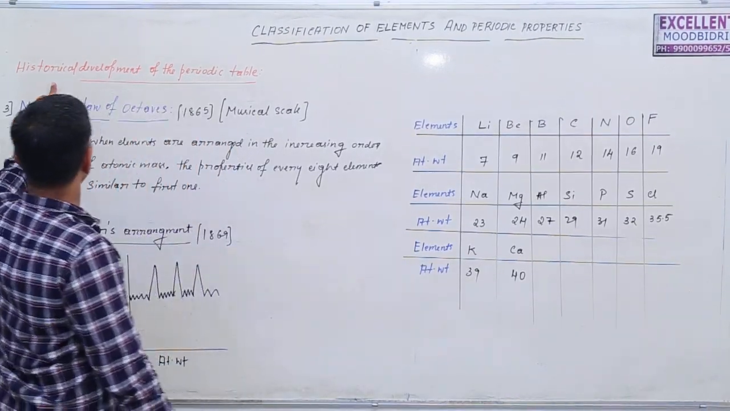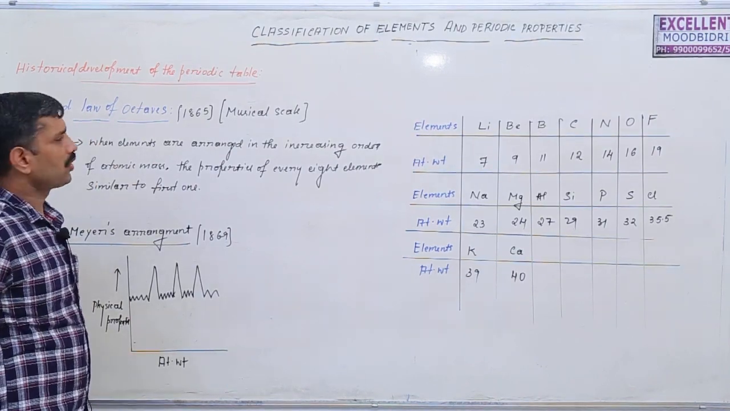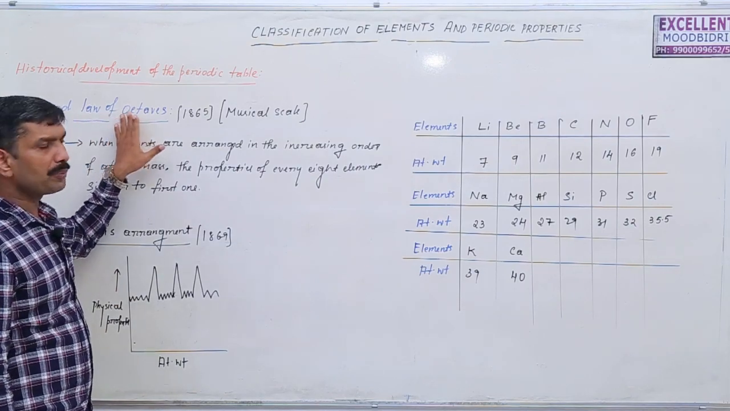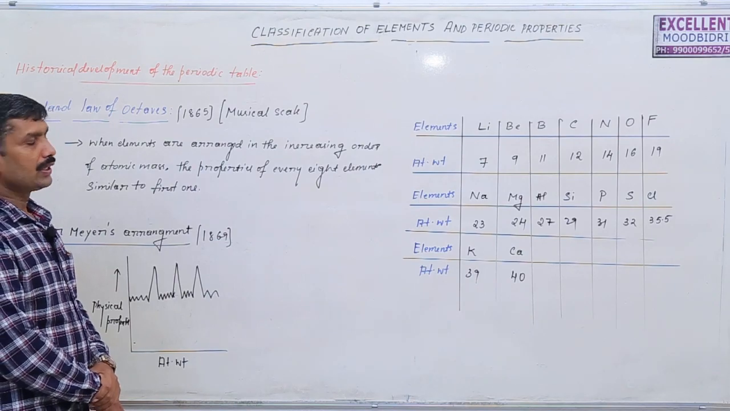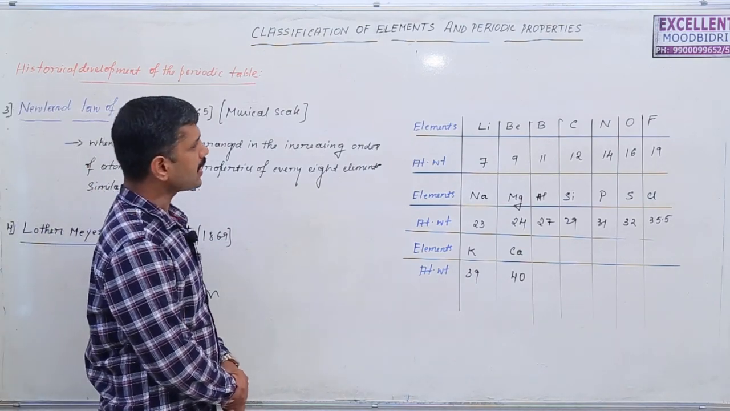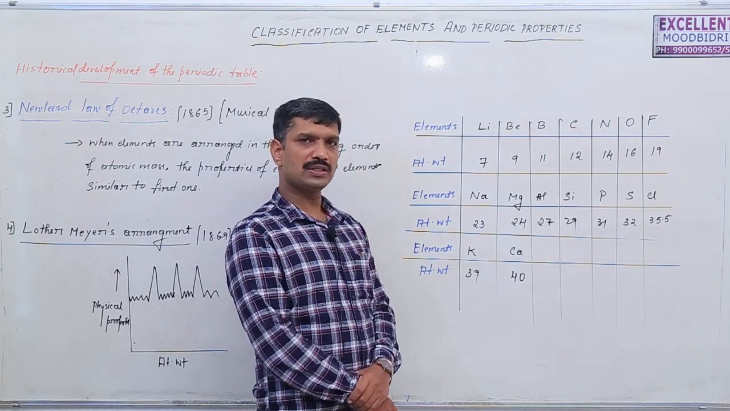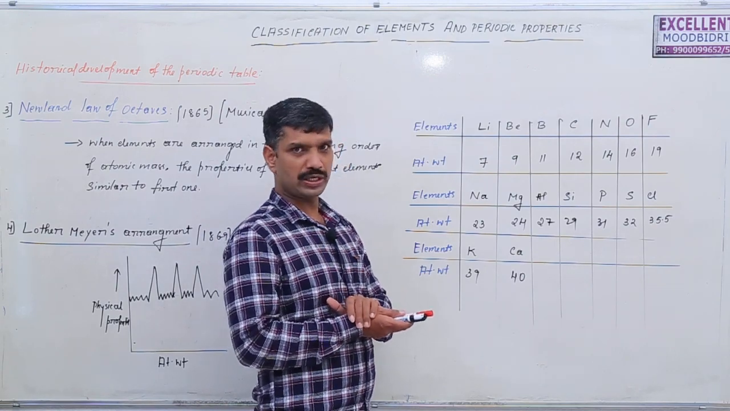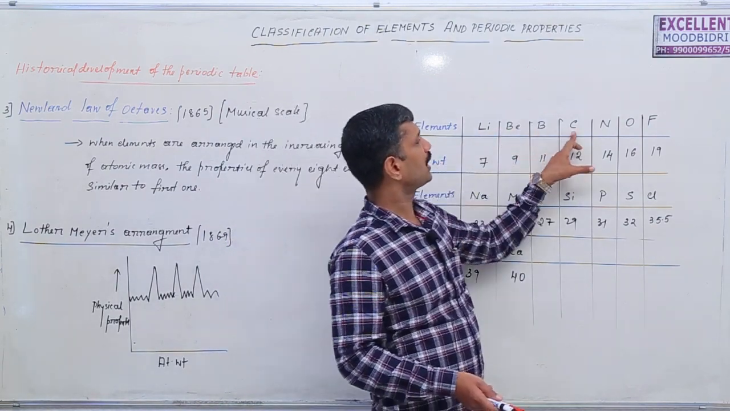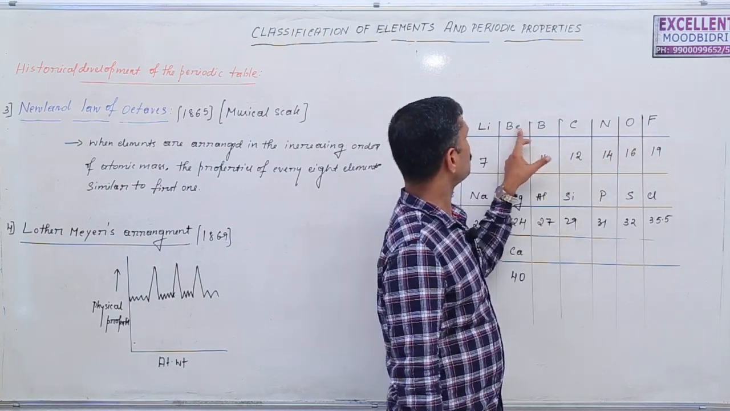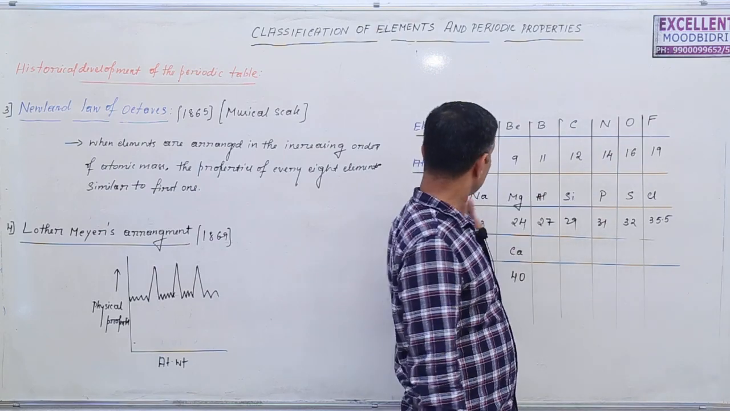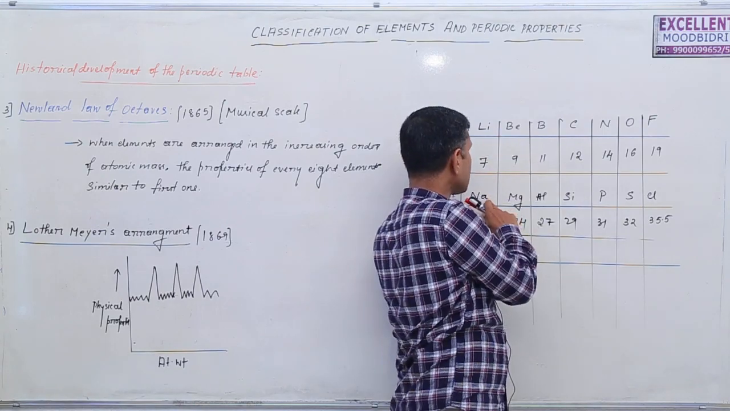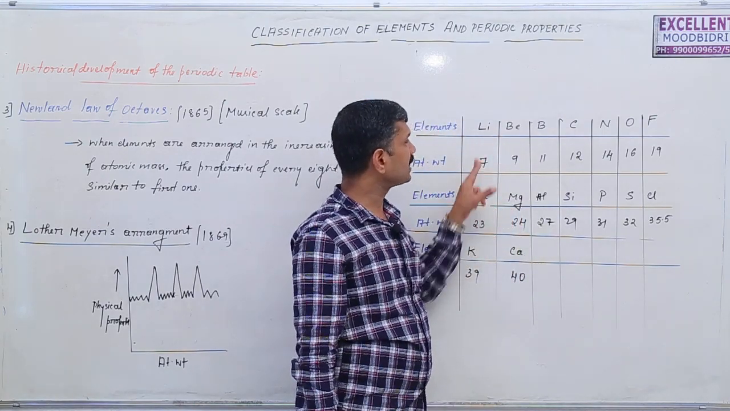The next development is Newlands' law of octaves, also called the musical scale. Newlands' law of octaves was developed in 1865. He observed that when elements are arranged in increasing order of atomic mass, the 8th element is similar to the first element. For example, lithium, beryllium, boron, carbon, nitrogen, oxygen, fluorine: 1, 2, 3, 4, 5, 6, 7. Next sodium. This is the 8th element. Here the first element is lithium, and the 8th element is sodium. These properties are similar.